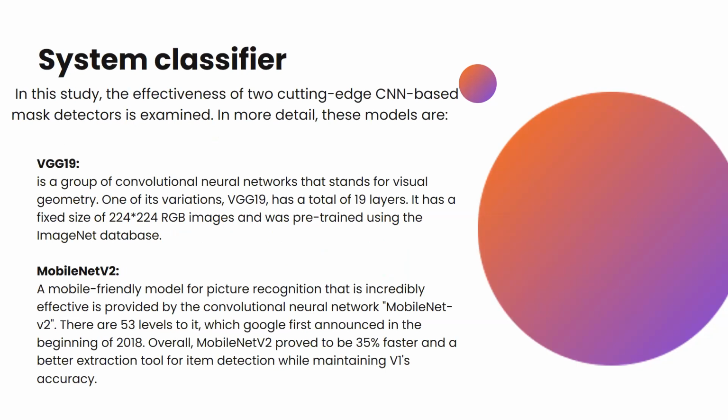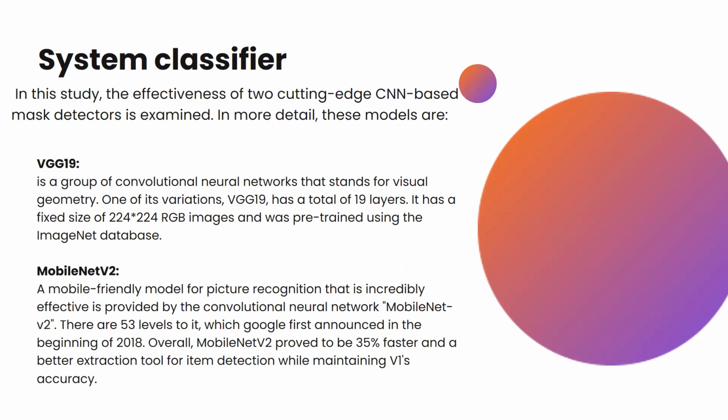And after that, we need a system classifier. To have a successful classification procedure, we need a classifier that is specific to the system. Here we discuss the effectiveness of 2 cutting-edge CNN-based detectors. These models are VGG19 and MobileNet version 2.